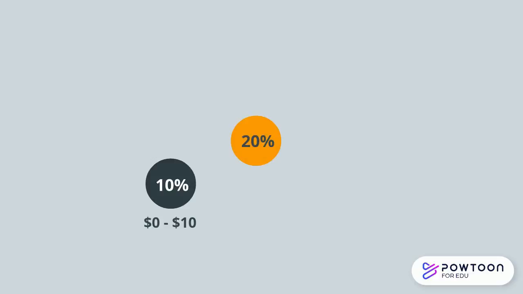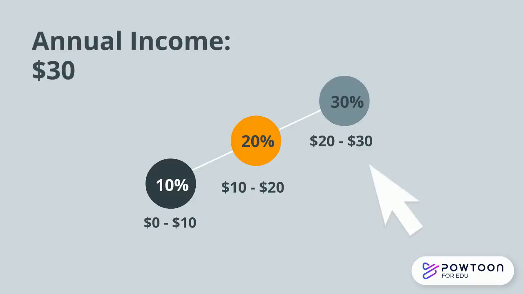Let's look at this on a very small scale with imaginary numbers. Say the lowest tax bracket has a rate of 10% and applies from $0 to $10. The second tax bracket has a rate of 20%, applying from $10 to $20, and the third tax bracket has a rate of 30%, applying from $20 to $30. Say your whole income for the year is $30, you don't pay 30% on everything, that's a whole $9.